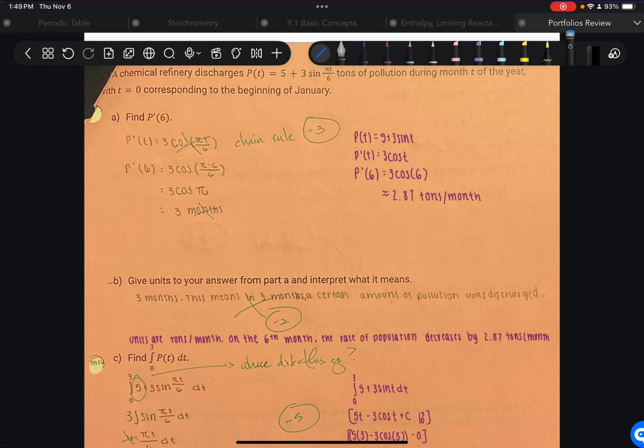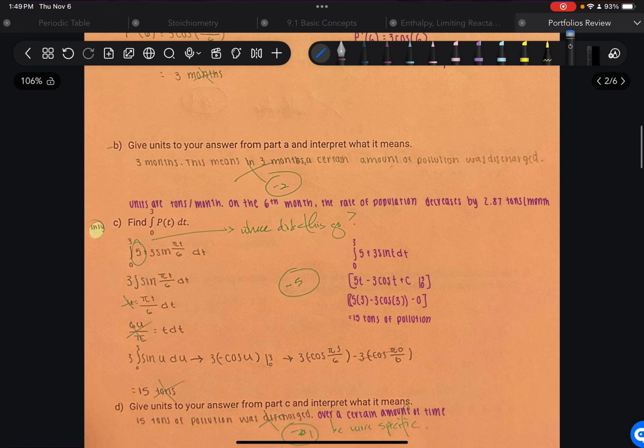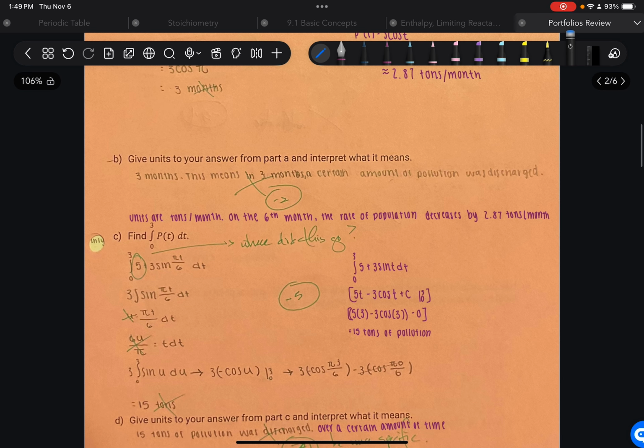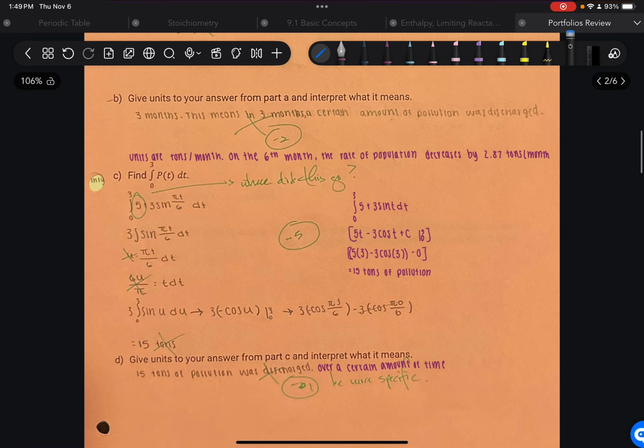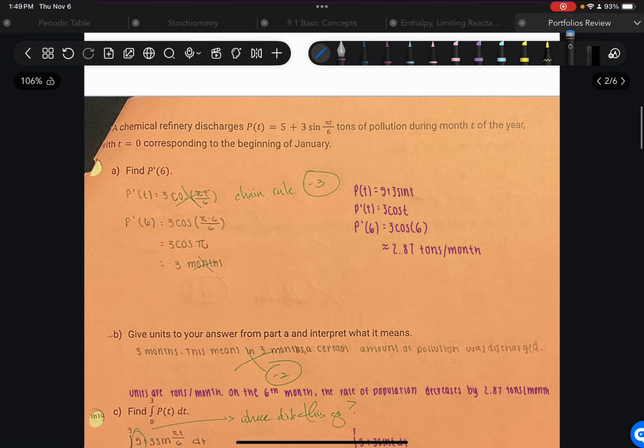And I also was confused on units and interpreting what it meant in parts B and D. And then for part C, I accidentally left out a number. I got it confused with finding the derivative, so I thought it was a constant and I could just ignore it. So I got confused there.